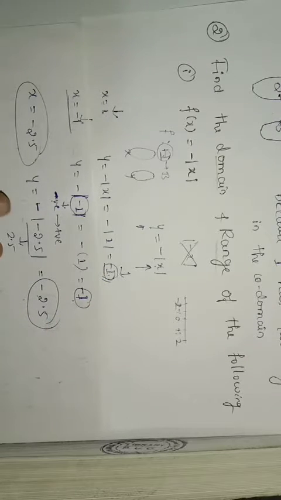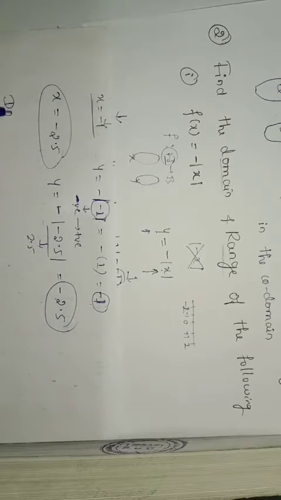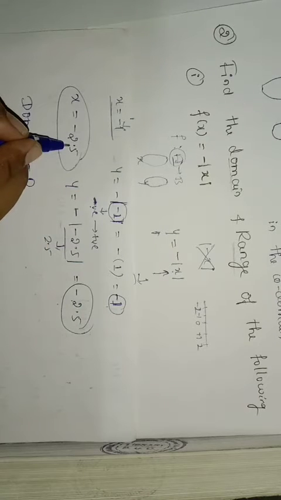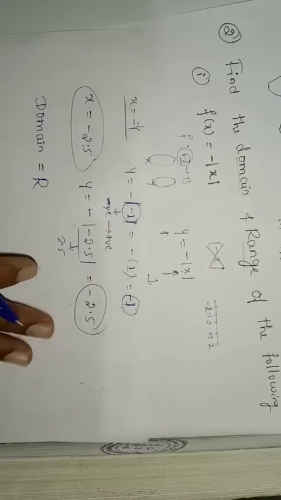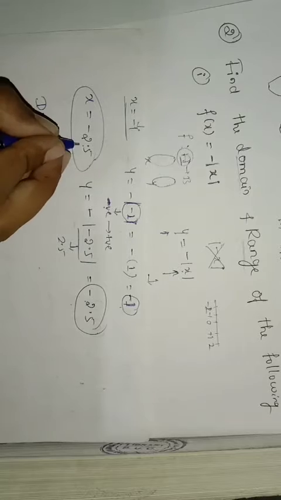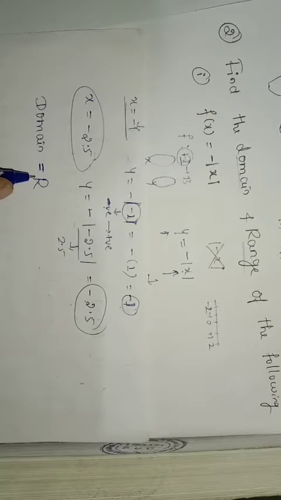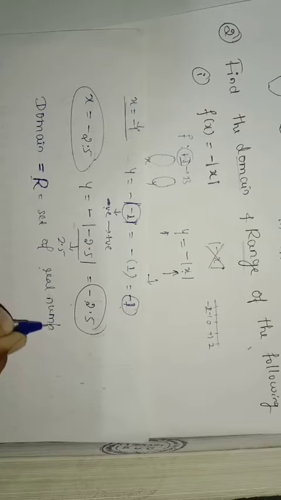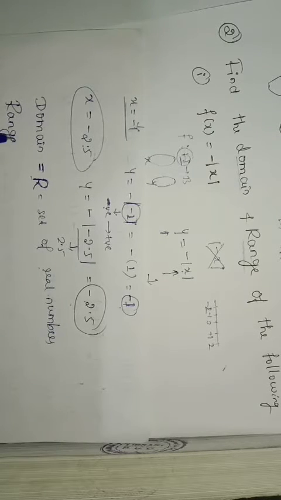So what will be the domain here? See, domain is any real number. It may be positive, it may be negative, it may be in the form of a point, it may be of any kind. So the domain of the given function is R, that is the set of real numbers. R is nothing but the set of real numbers. So can you guess what will be the range?